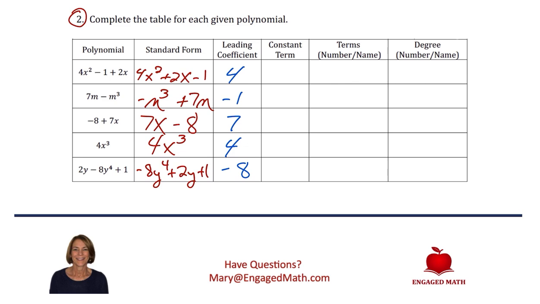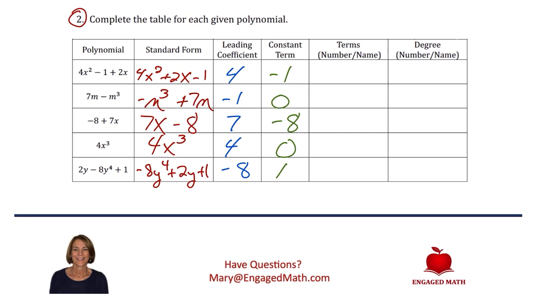Okay, the constant term is the term that doesn't have a variable. So in the first one, the constant term is negative 1. In the next one, every term has a variable, so the constant term is just 0. In the next one, the constant term is negative 8. And the next one, it's again 0. And then in the last one, it's 1. So the constant term is just the number without a variable. And if there is no number, then the constant term is 0.